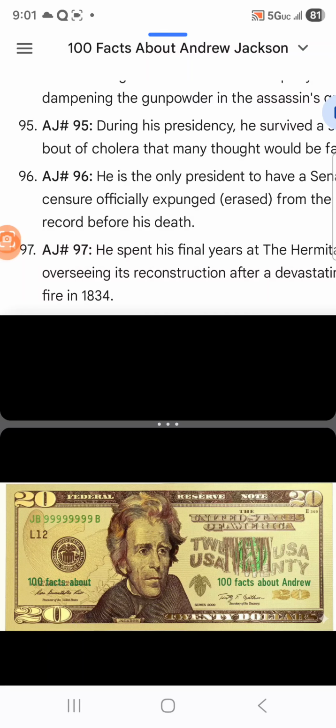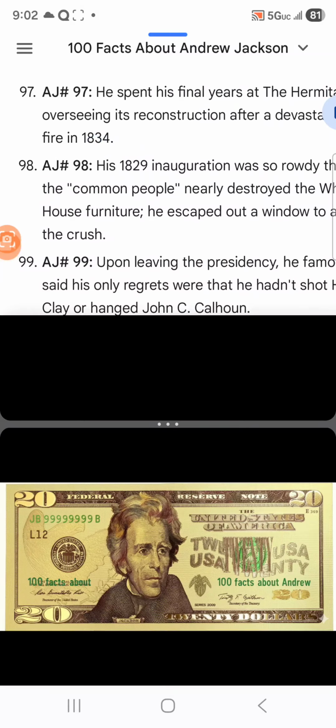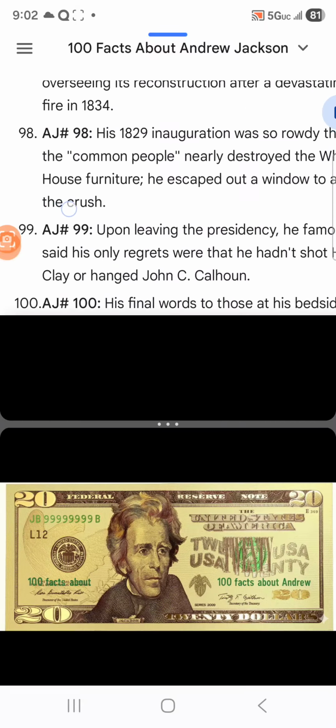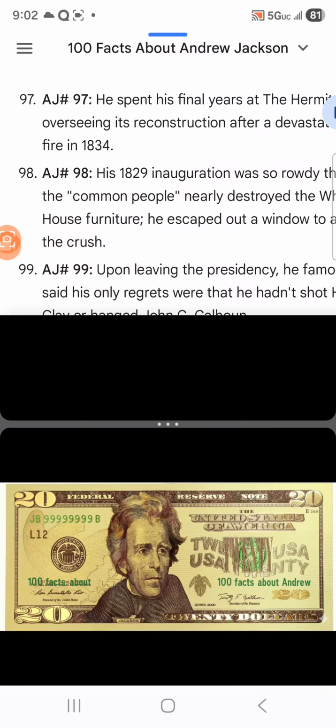Number 95. During his presidency, he survived a severe bout of cholera that many thought would be fatal. 96. AJ number 96. He is the only president to have a Senate censure officially expunged, erased, from the record before his death. I would be interested why they erased that. 97. AJ number 97. He spent his final years at the Hermitage, overseeing its reconstruction after a devastating fire in 1834.